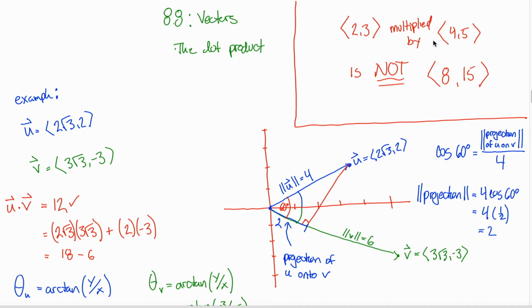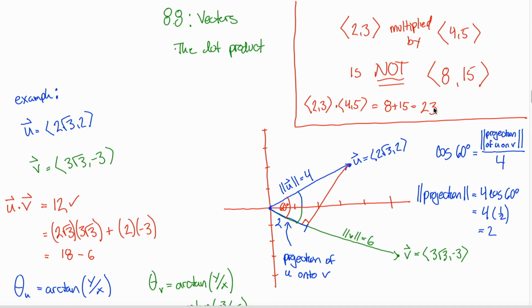That's because you don't multiply vectors to begin with. You either take their dot product or their cross product, but neither the dot product nor the cross product is equal to 8, 15. But the dot product's pretty close. The dot product of 2, 3 and 4, 5 is this 8 plus this 15, which is 23. If you want a geometric interpretation of what's going on, you could say that the length of the projection of this vector onto this vector times the length of this vector is exactly 23.